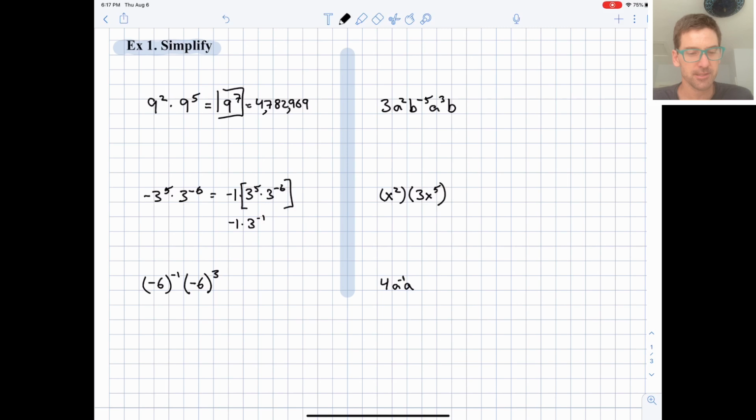5 plus negative 6 is negative 1. And then we can bring this piece down below because it has a negative exponent. So negative 1 over 3.